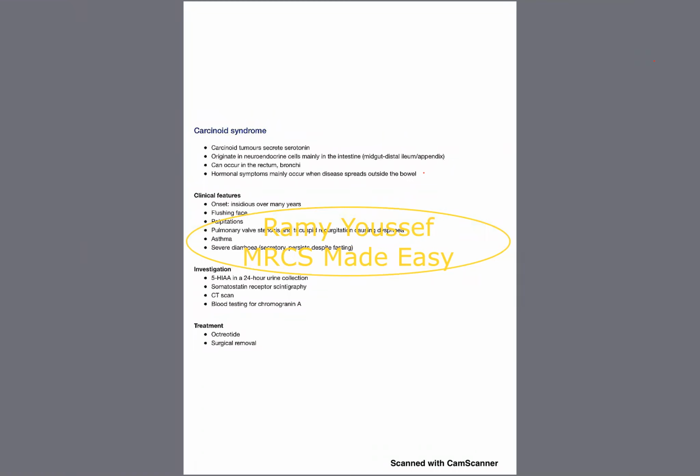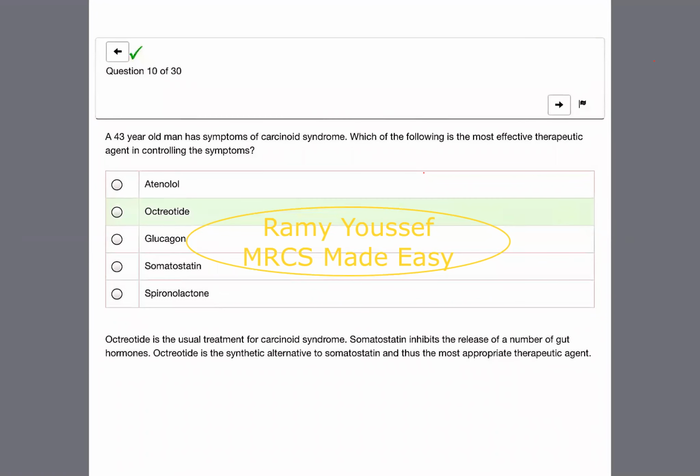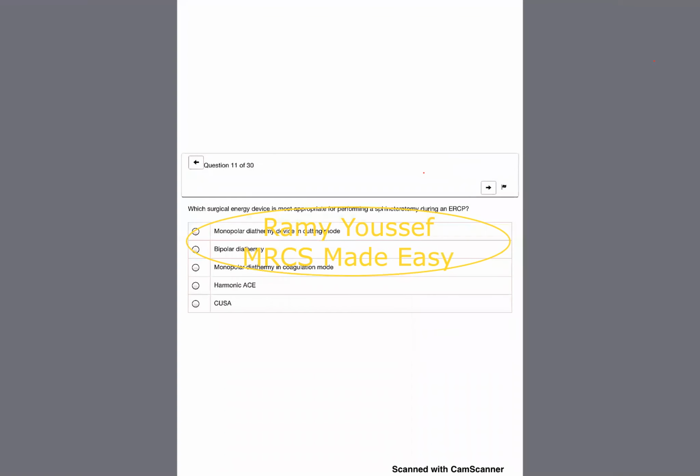Does anyone remember the trade name? This is a synthetic somatostatin, by the way. I can't remember the generic name. Sandostatin of Novartis, I think, is octreotide. I'm not sure about it. Anyone can search about it. Okay. Next question.